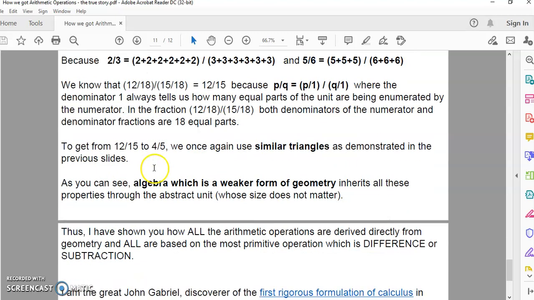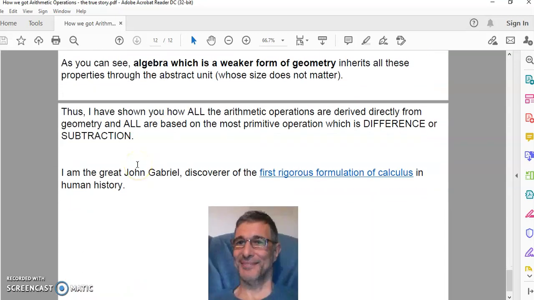And as you can see, algebra, which is a weaker form of geometry, inherits all these properties through the abstract unit. The abstract unit doesn't have a size, okay? And the abstract unit in geometry has a size which is irrelevant, okay? In other words, it's used as a measuring stick, but its size is completely irrelevant.